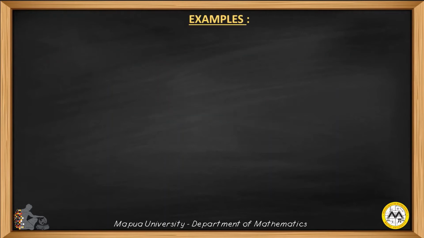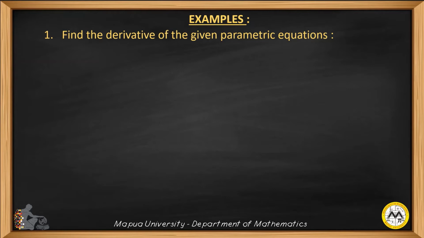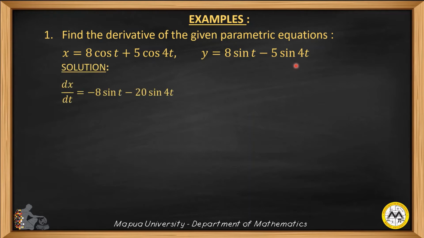Okay, for some examples, let us find the derivative of the given parametric equations. For our first example, we have x given by 8 cosine of t plus 5 cosine of 4t, and y is equal to 8 sine of t minus 5 sine of 4t. So what we need to do first is to differentiate x and y with respect to t.